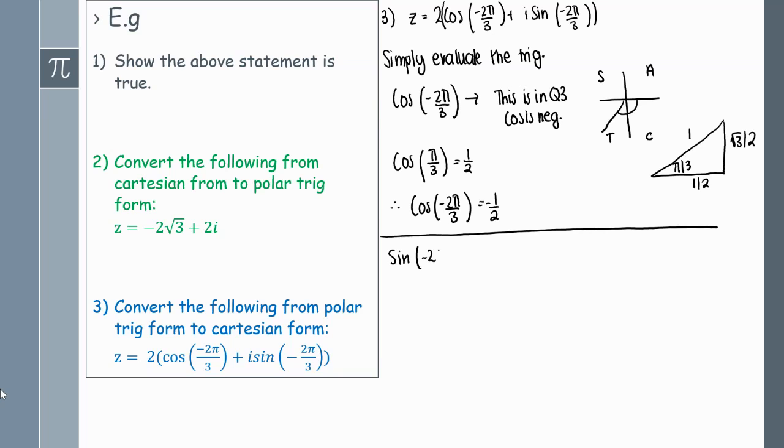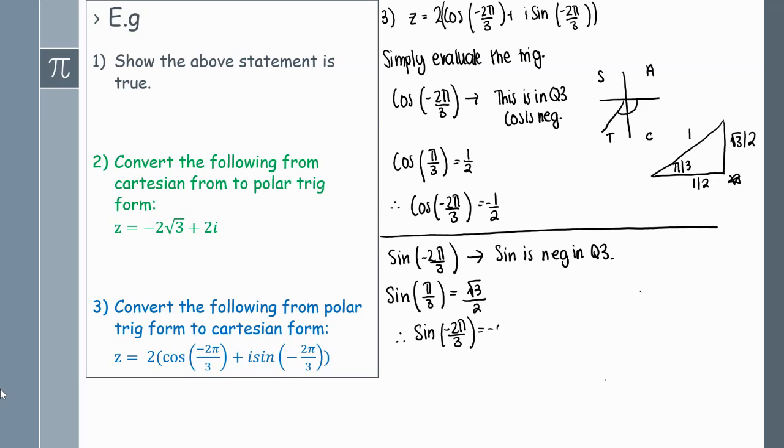Let's do the same with sine of negative 2 pi on 3. Okay, again, I already know this is going to be in the third quadrant, and sine is negative in the third quadrant. If I evaluate sine, I have sine pi on 3 equals root 3 on 2, but sine minus 2 pi on 3 is equal to negative root 3 on 2.